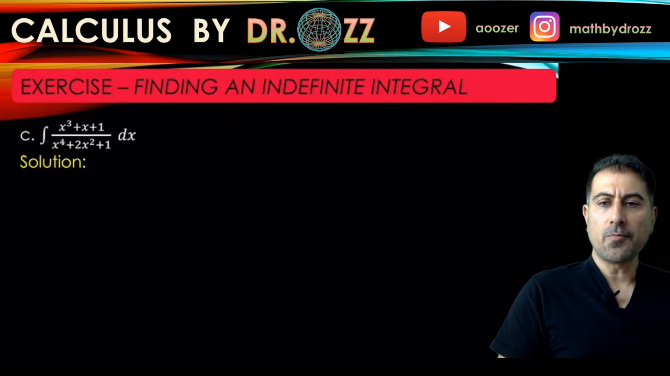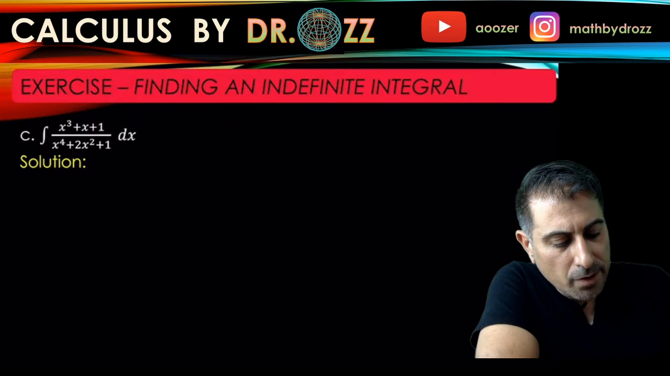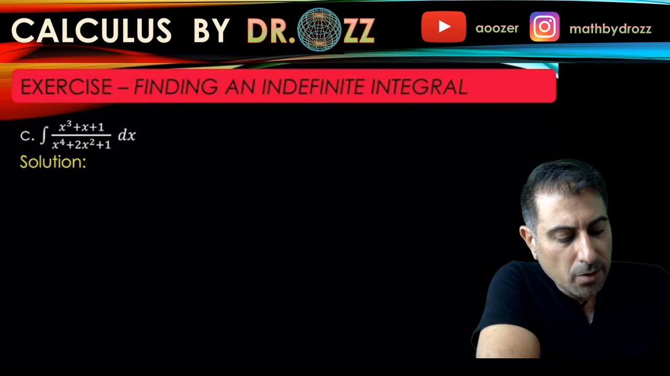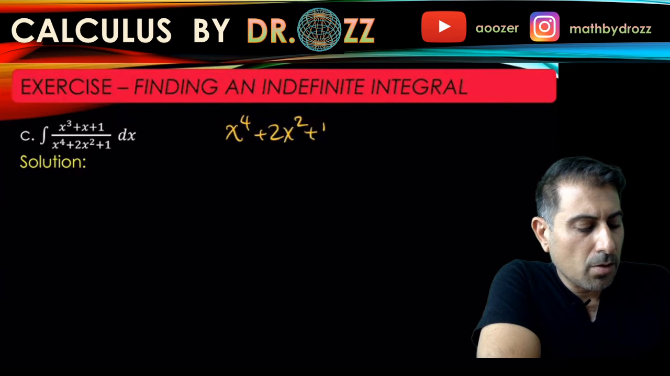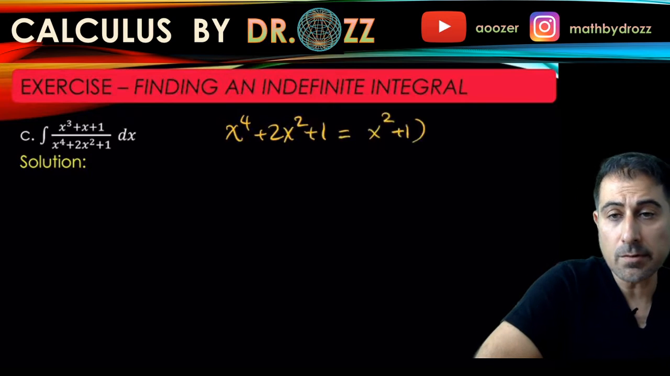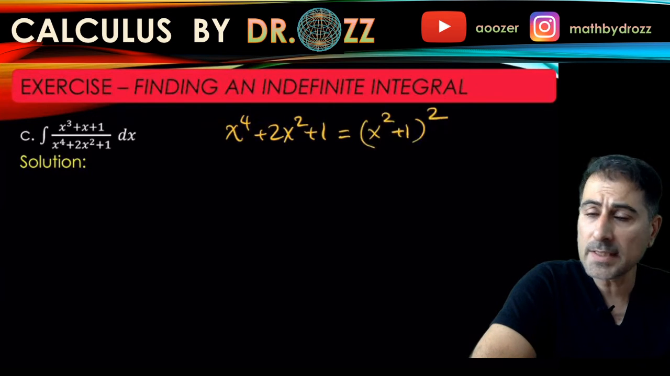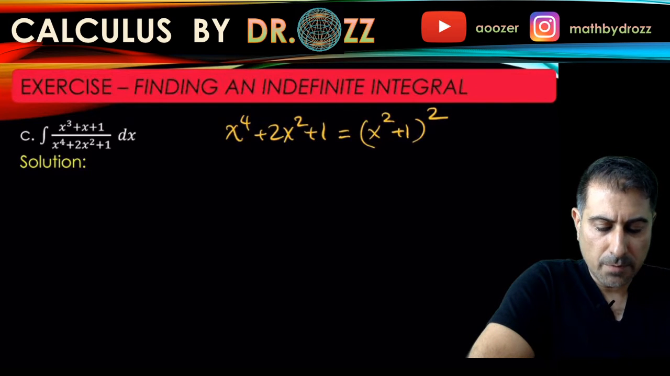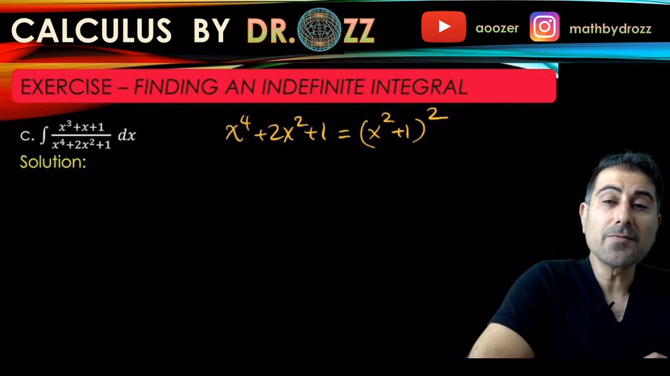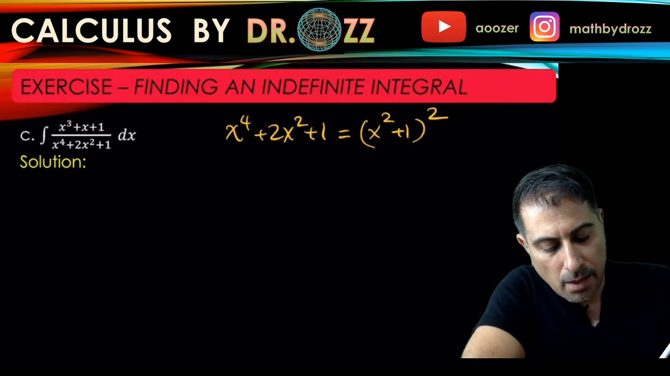So I'm going to go with rewriting the bottom, because the bottom looks like a perfect square of x squared plus 1. Okay, that's our first observation. And the second observation is that the bottom is a fourth order polynomial, right? If you take the derivative of that, you get some part of it popping up at the top. So let me show you how I can see that.